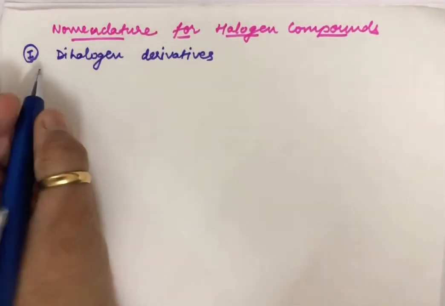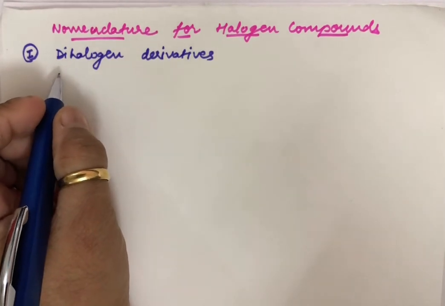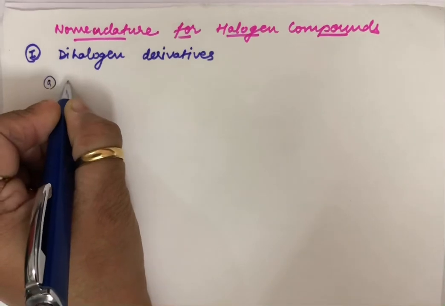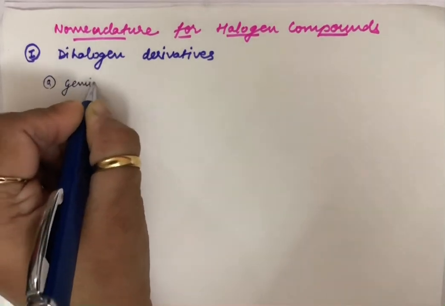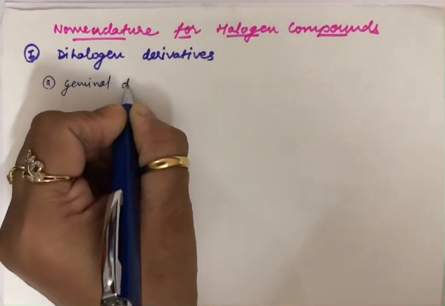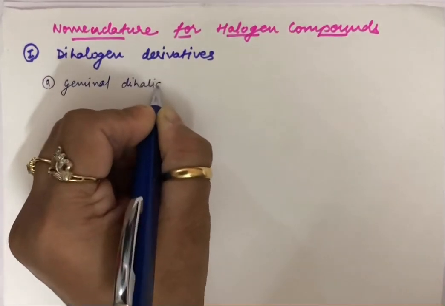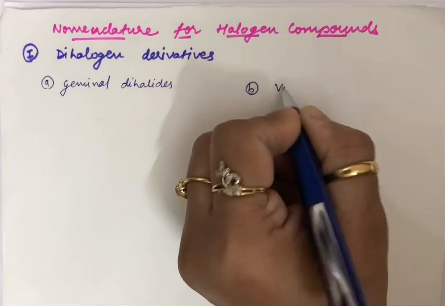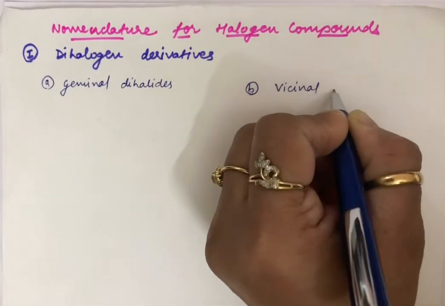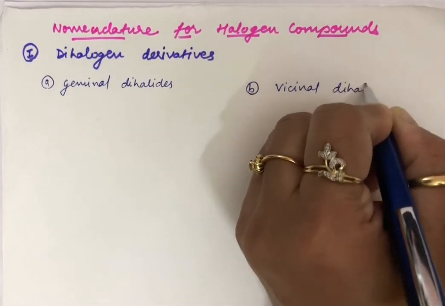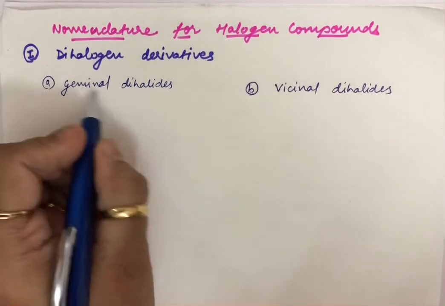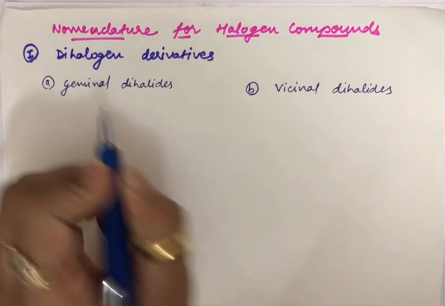Now students, under dihalogen derivatives, I wish to discuss with you firstly geminal dihalides. And secondly, I will be discussing vicinal dihalides. Now these geminal dihalides, what do you understand from geminal dihalides?